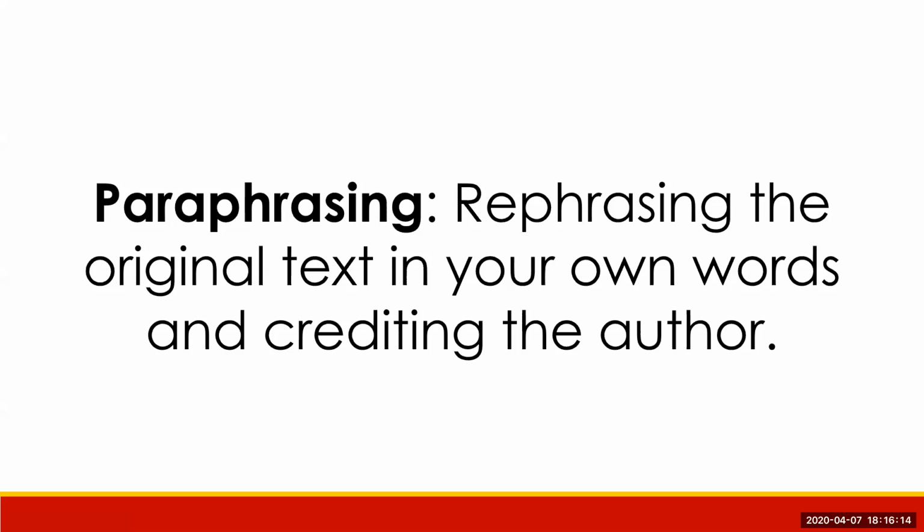We're going to move into what paraphrasing is so that you can get a sense of how they are different. So with paraphrasing, this is a simple and basic definition, which is rephrasing the original text in your own words and crediting the author. A key thing in this definition is that you credit the author. It is important that you credit the author, as this is the main thing that differentiates a paraphrase from plagiarism. For MLA formatted papers, this means using in-text citations and listing the source on your works cited page.